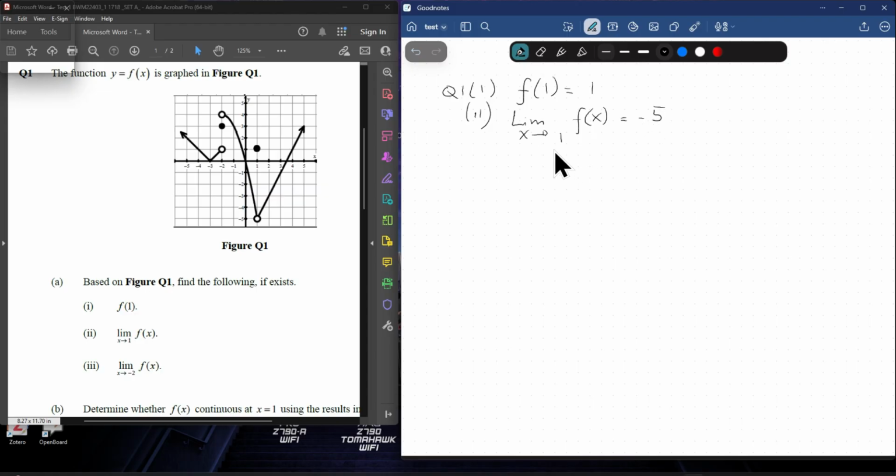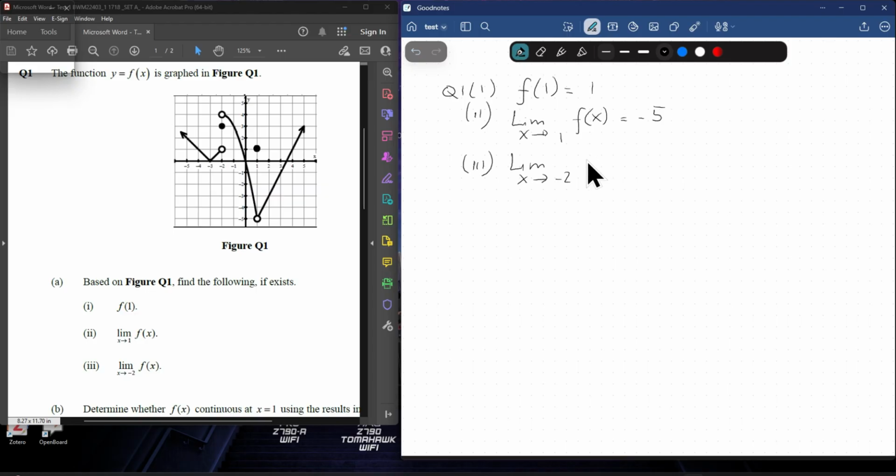We need to evaluate x from both sides because there is no indication whether x approaches 1 from the right or from the left. If there is no indication of left or right, it means we need to evaluate from both sides. Next, part 3. What is the limit of the function when x approaches negative 2?